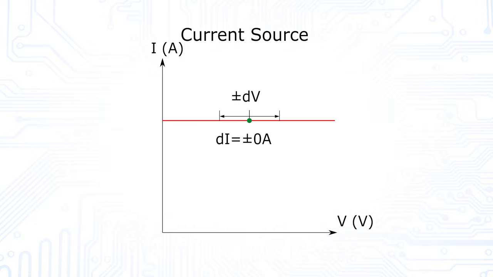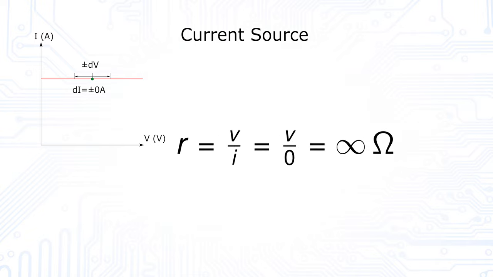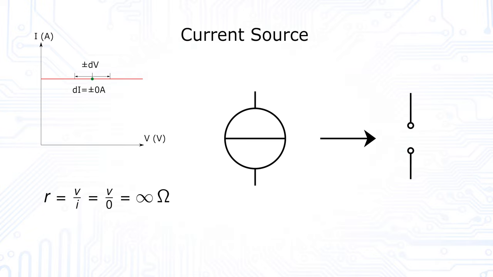An ideal current source works inversely to the ideal voltage source. If there is a change in voltage, the current stays constant. Having a look at Ohm's law and considering that the small signal current change is nearly 0 amps, we get an infinitely high inner resistance for an ideal current source, which is represented by an open. Therefore, the small signal equivalent circuit of a constant current source is an open.